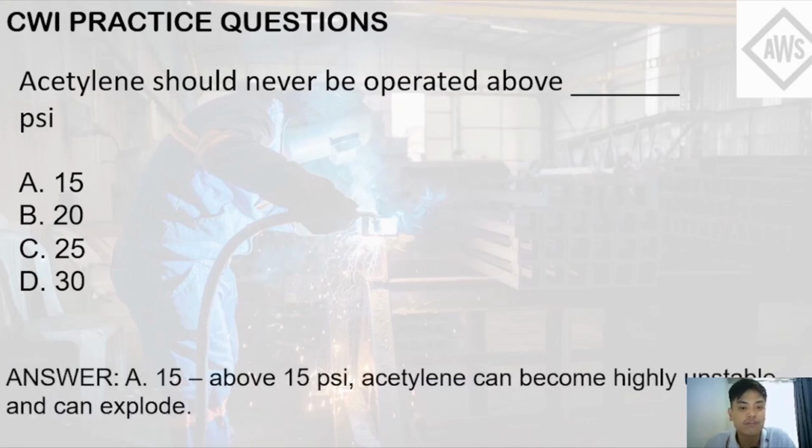Above 15 PSI, acetylene can become highly unstable and can explode. Acetylene is a highly volatile gas. If it is pressurized above 15 psi, it can explode the cylinder and cause accidents. So it should never be operated above 15 psi. You also need to check the manual of the acetylene cylinder before operating it, just to be sure.